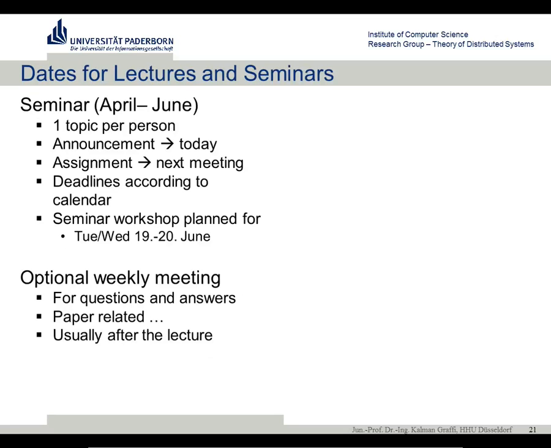Okay, dates, lectures, seminars. The seminar will take place from April to June. 1 topic per person, announcement. Okay, announcement today, it's written. So the announcement consists of 2 parts. First, I will present all the topics in short, but there's also text to each of these topics so that you can read, and I will put it on the website. So I will sketch the topics today, and the assignment should be next meeting, so you should choose until next week what you would like to have, and probably there's 1 other week until it's fixed.